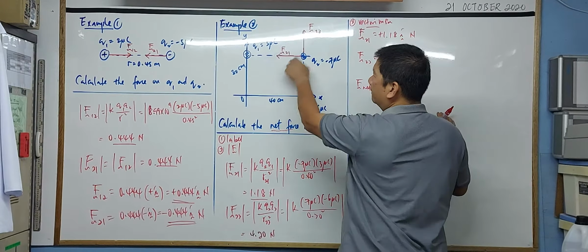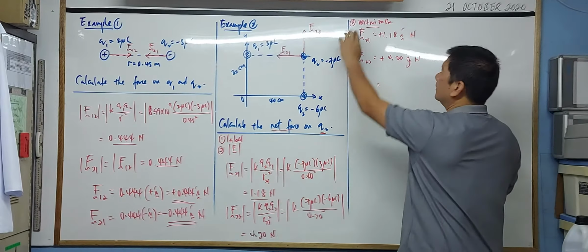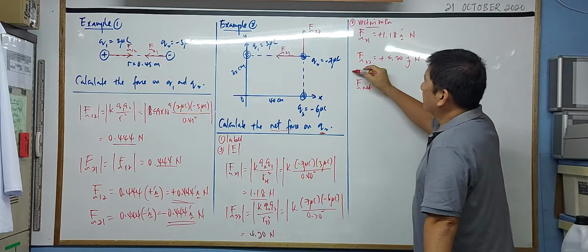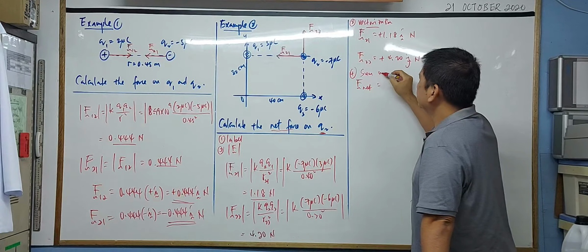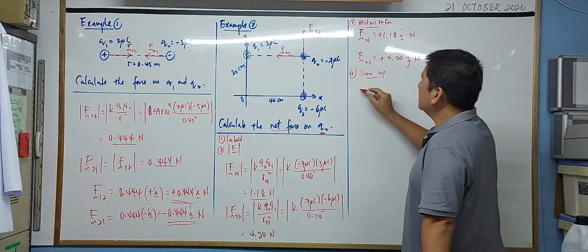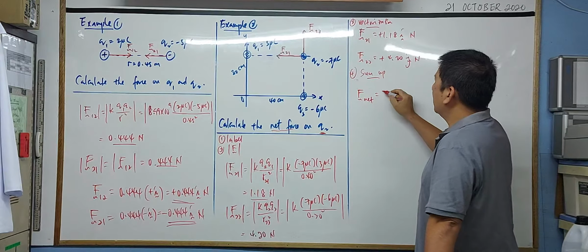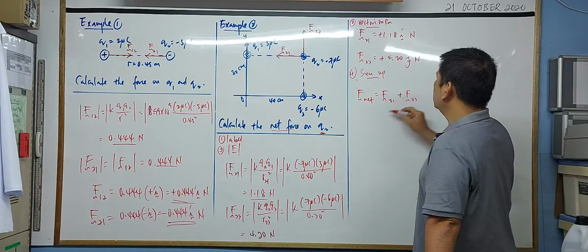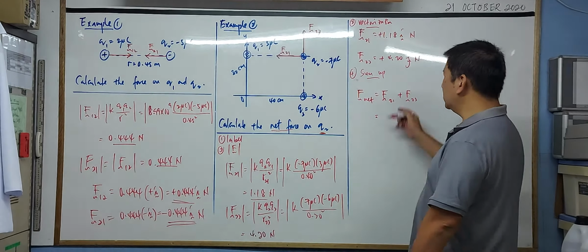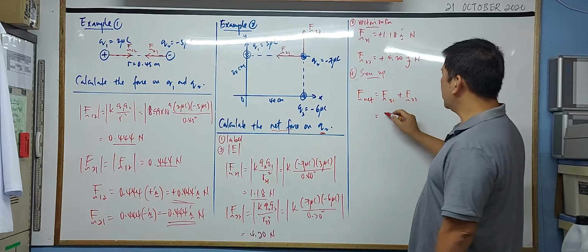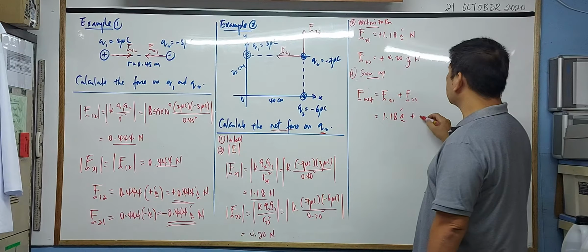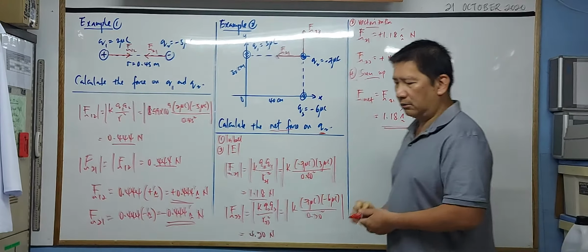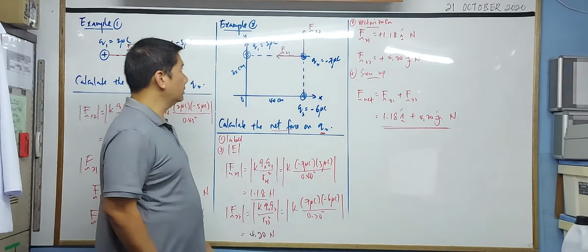So in step 1, you label. Step 2, you calculate the magnitude. Step 3, you change them into vector format i and j. And then step number 4, we sum up, which means you find the net force. Because they are vectors, you can simply sum up F21 plus F23. So we just put in 1.18 i plus 4.20 j, everything in Newton. That is our net force for example number 2.